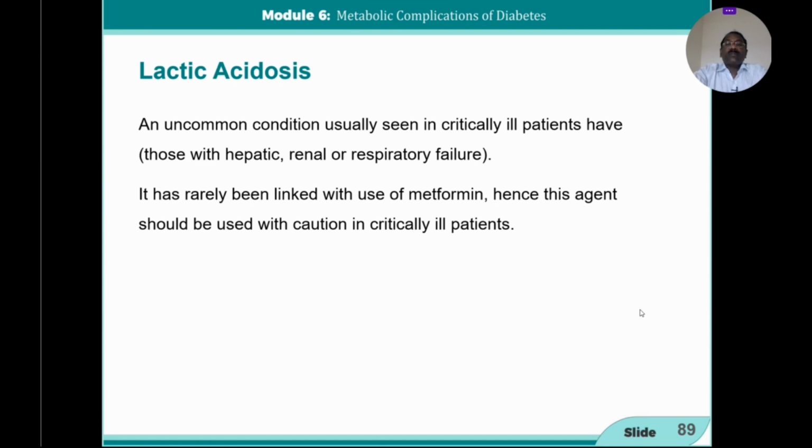It's a very uncommon condition seen in critically ill patients, those with hepatic, renal or respiratory failure. It has rarely been linked with the use of metformin. Hence, this agent should be used with caution in critically ill patients. Metformin is contraindicated in hepatic failure, renal failure, and heart failure, because in all these conditions there is hypoxia. So if you use metformin in hypoxic conditions, the chances of having lactic acidosis are very high.